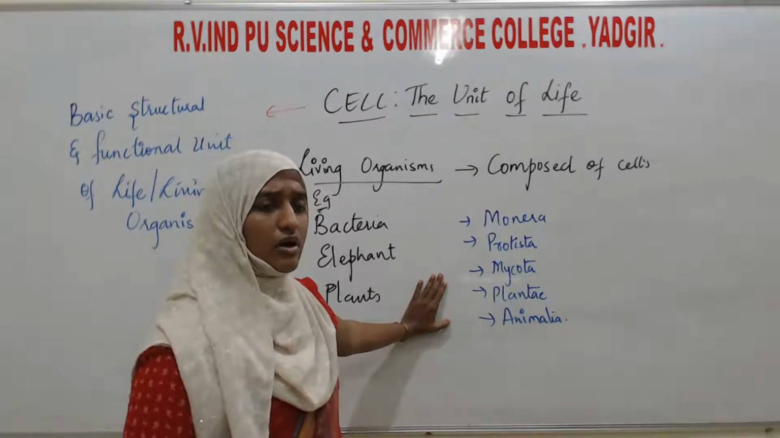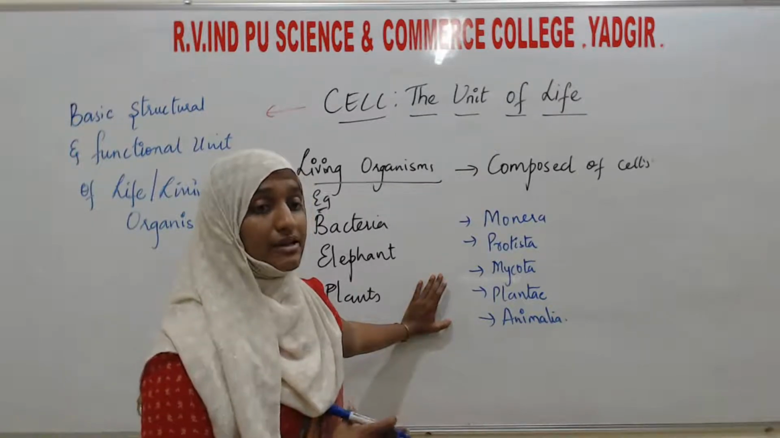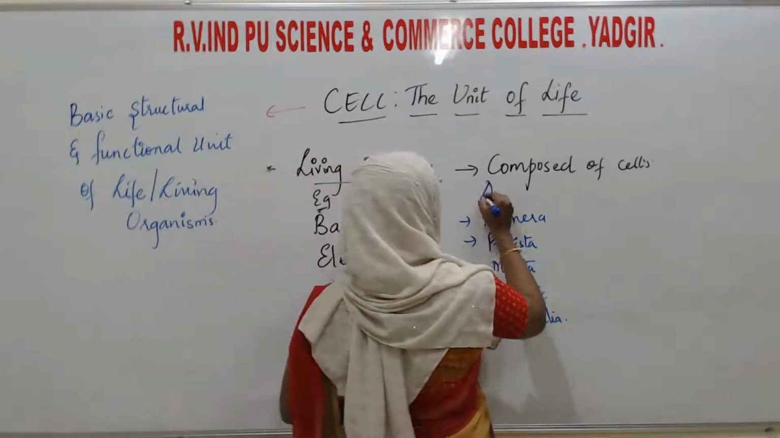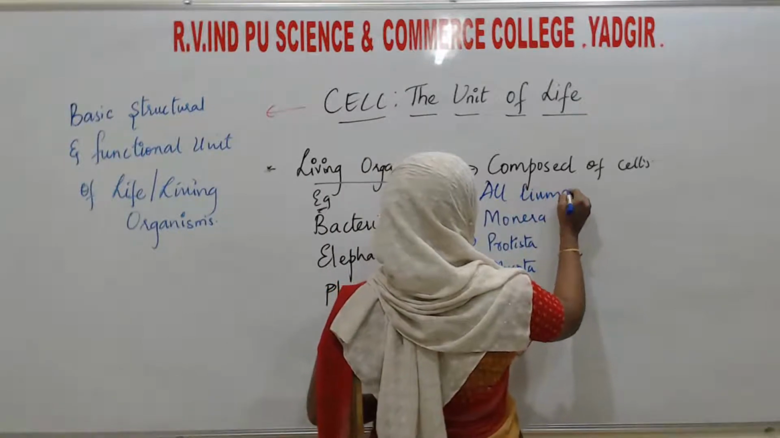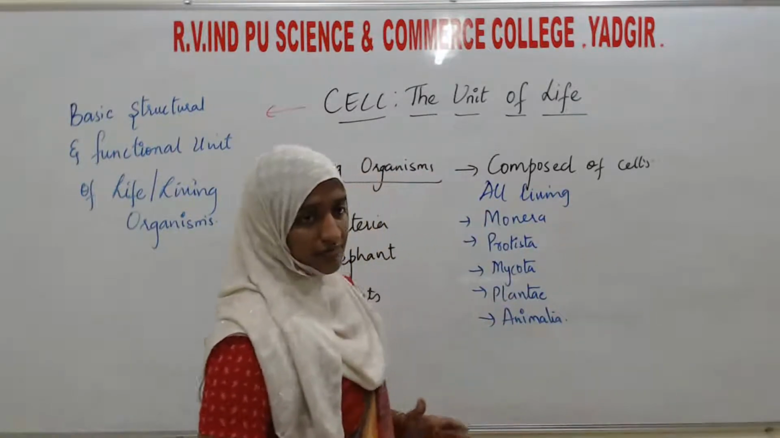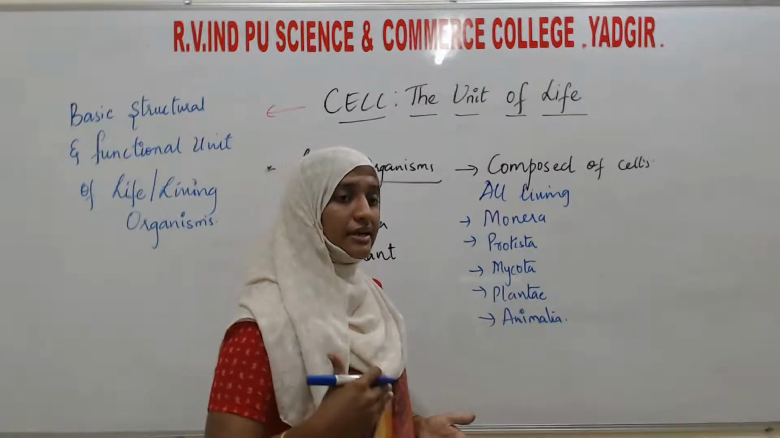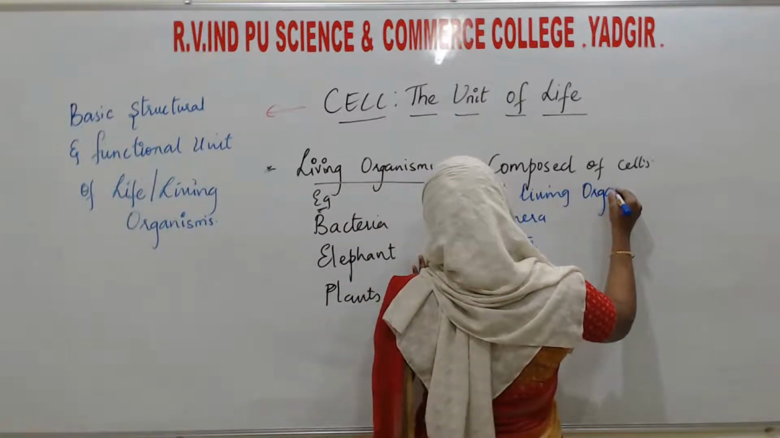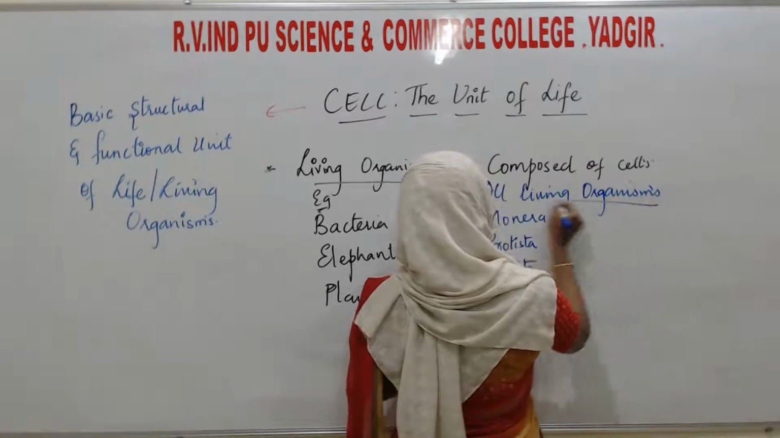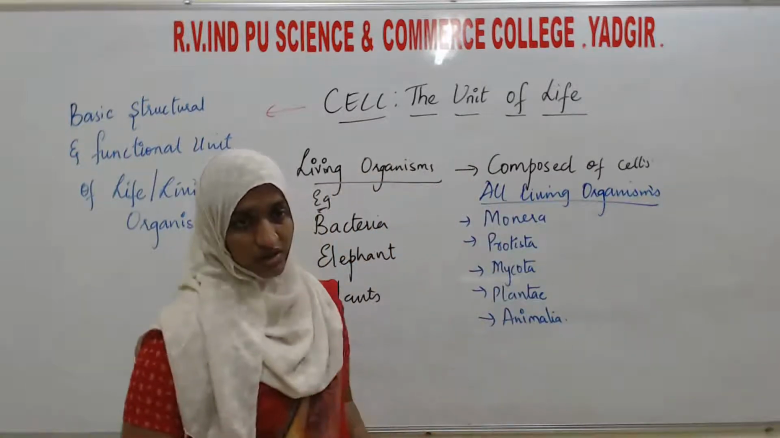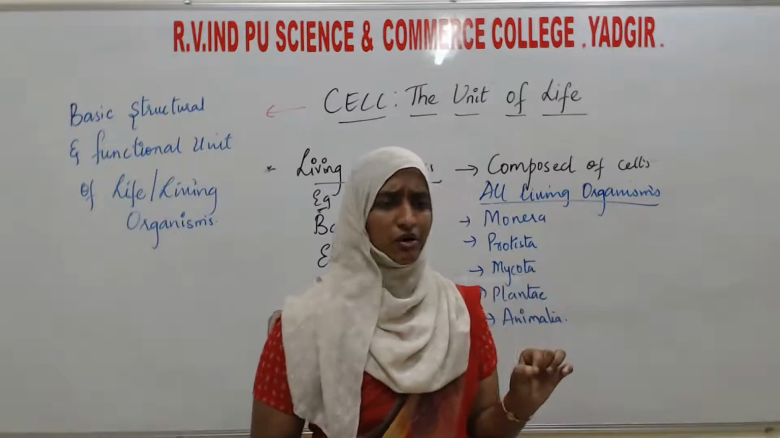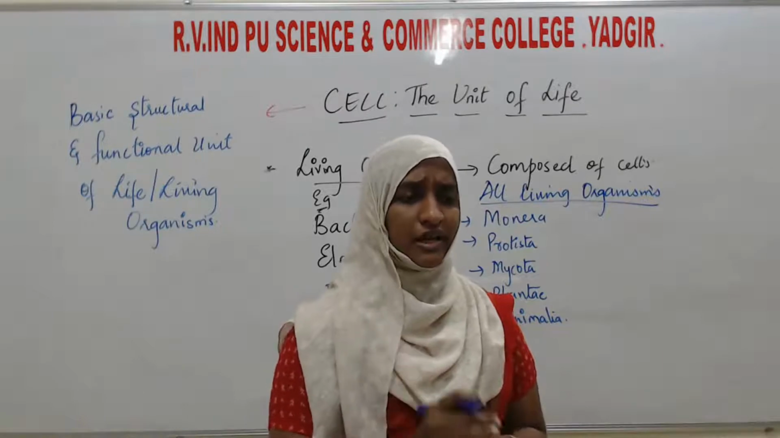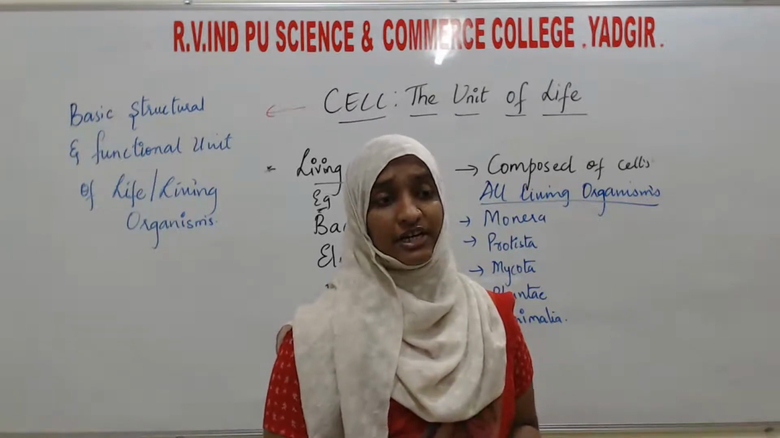Why I am telling about these 5 kingdoms is that all living organisms existing on this earth are divided into these 5 kingdoms, as you already know. All living organisms are classified into these 5 kingdoms. So it will include very small living organisms such as the bacteria, which we cannot see with our naked eye.